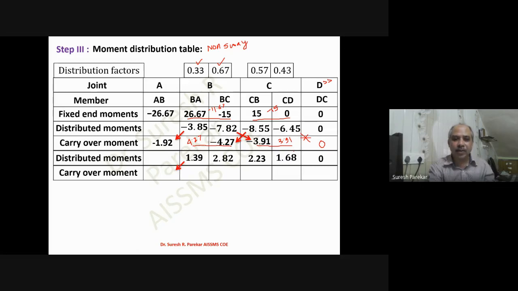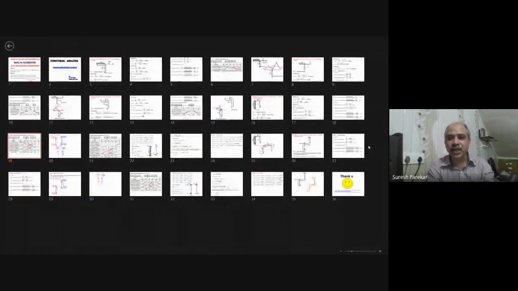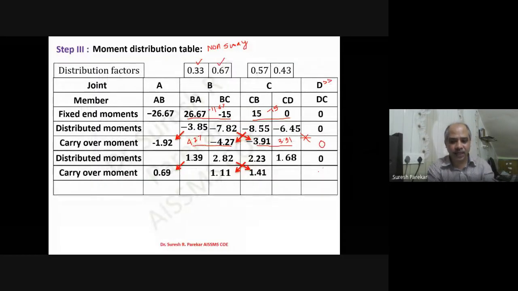Then whenever we have distribution, we have to go for the carryover moment. So we have half carryover moment, and we go for CB, BC, BC, CB. Here we cannot go again, because we know this value is going to be 0, as this support is a simple support and will be the end support.